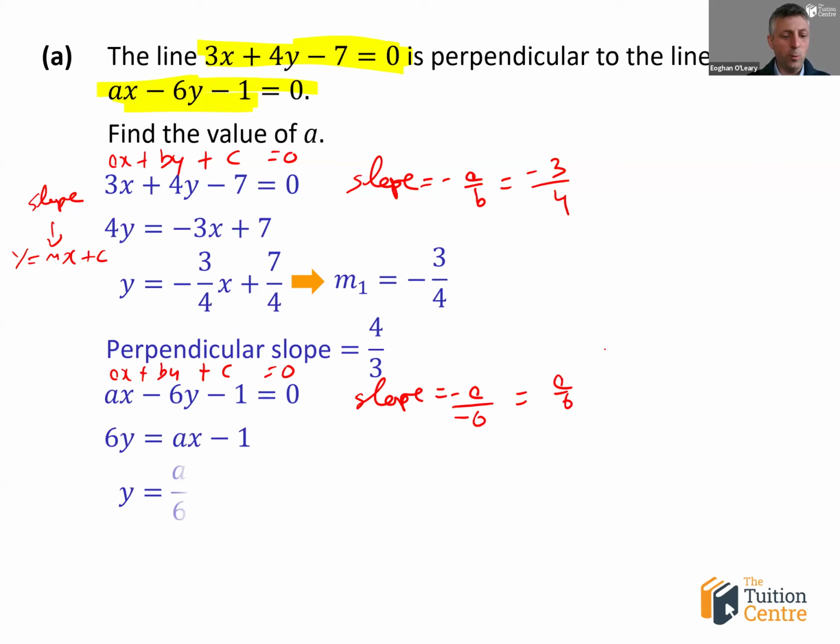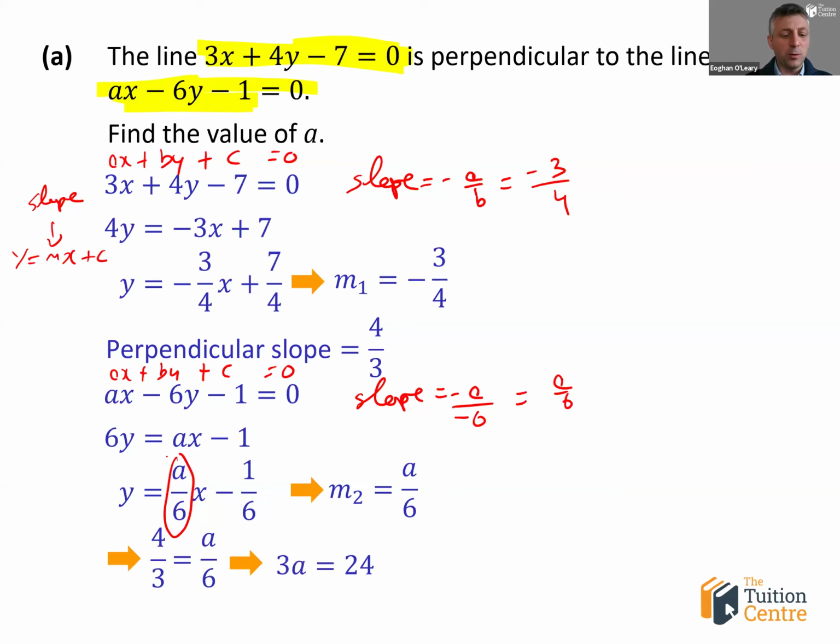Or you could isolate y and get the equation in the form y = mx + c, and again the slope is the m, so it's a/6. So either way, the slope is 4/3. So 4/3 is equal to a/6. You're going to multiply across by 6, divide by the 3, and you're going to get a = 8. So there's 10 marks for that question.